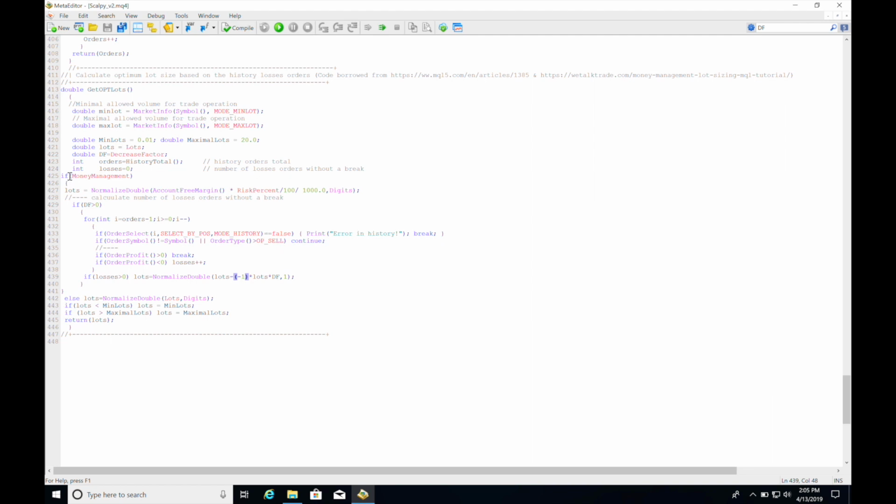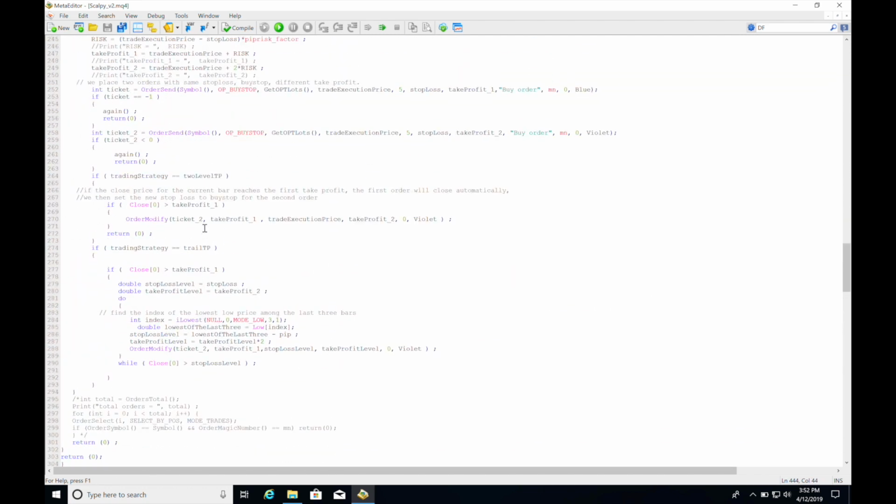However, if we were not using money management, we'll set lots equal to the default lots, but we'll normalize that as well. Then we'll check the value of lots in lowercase to make sure that it's between minimum lots and maximum lots. So if the value of lots is below the minimum lots, we'll set lots to be min lots, and if the value of lots is greater than maximum lots, we'll set that to be equal to maximum lots, and then we'll return.